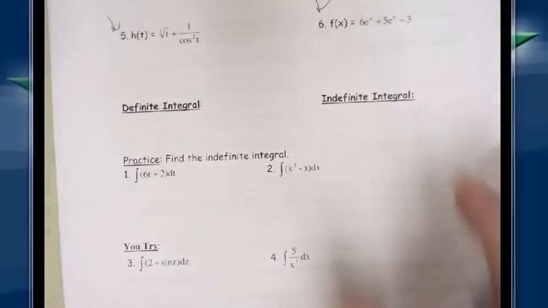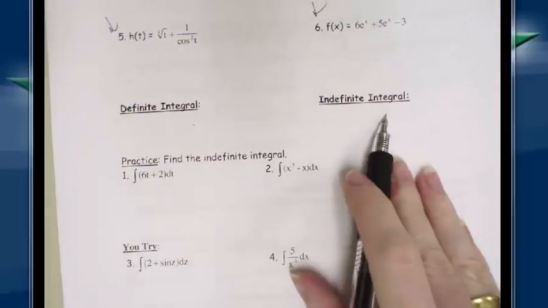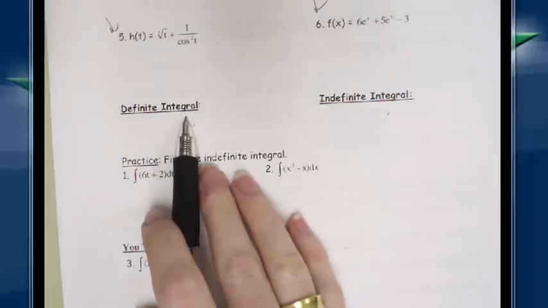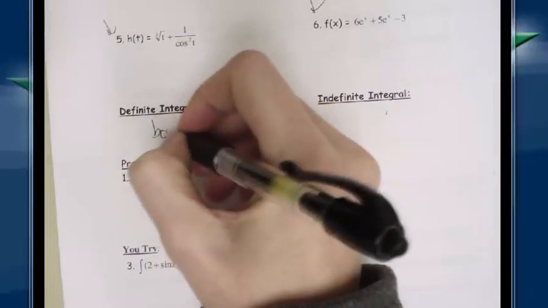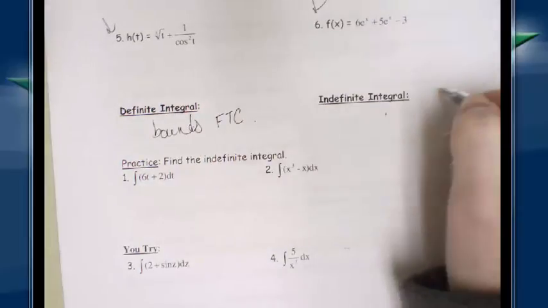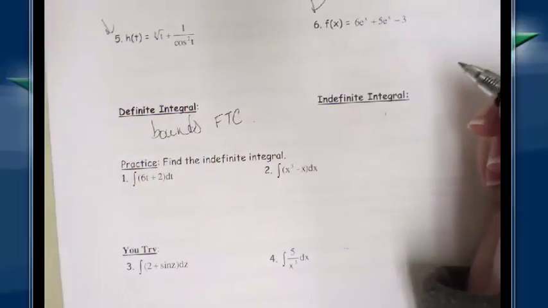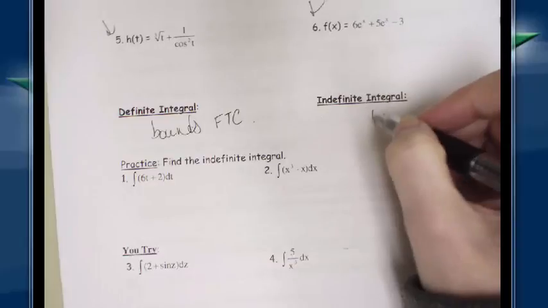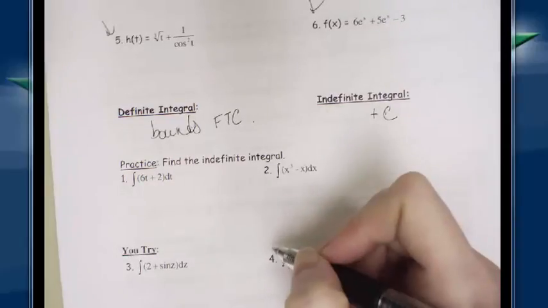All right, definite integrals, indefinite integrals. Definite integrals is when you have bounds, and you will use FTC. Indefinite integrals, no bounds, and you will have a plus C as your answer there.